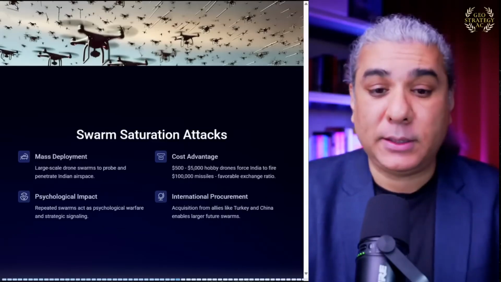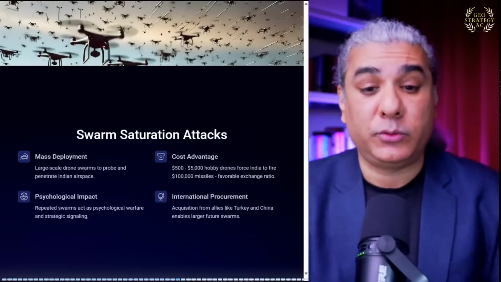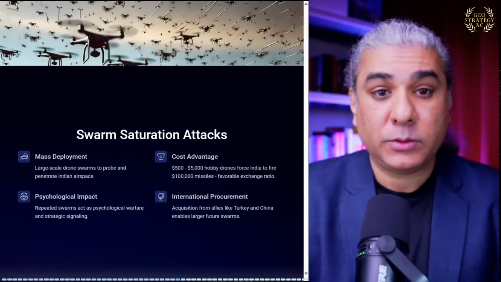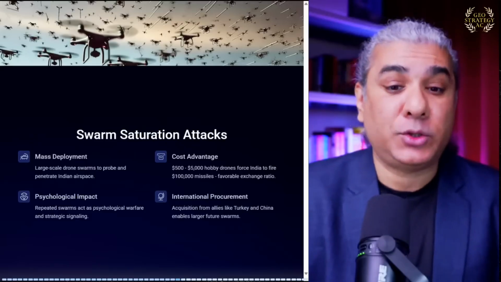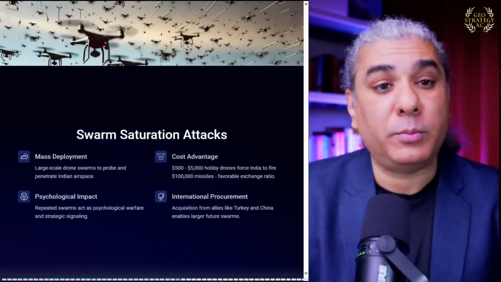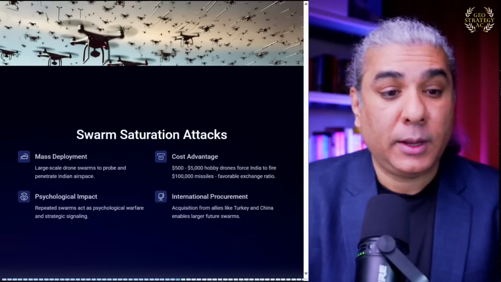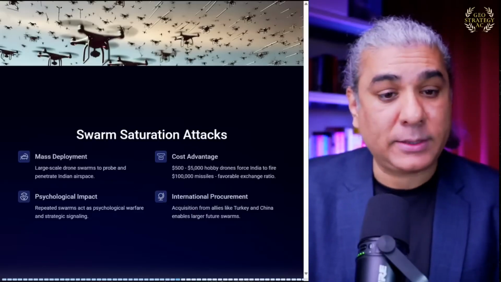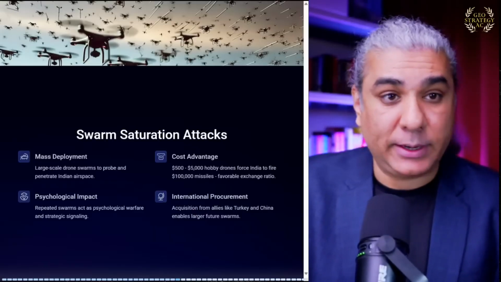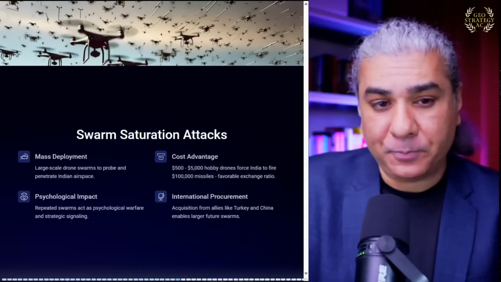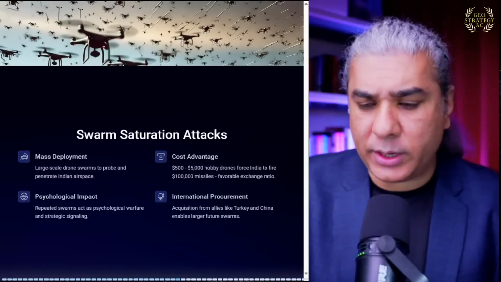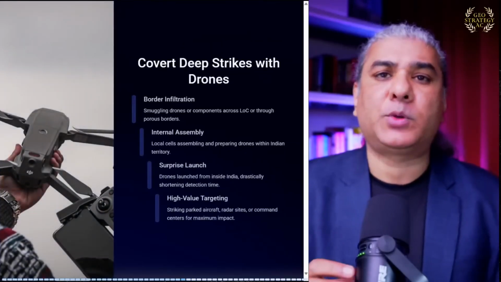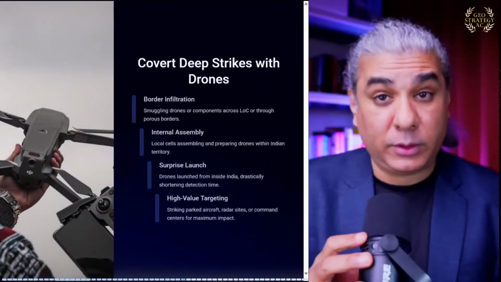And Pakistan has already acquired such drones from its allies, like-minded nations like Turkey and China. So in the future, they will most likely have larger drone swarms, right? And this can act as psychological warfare against India and strategic signaling against India. So that's one strategy they could use. What's the next one? Covert deep strikes deep inside Indian territory with drones.